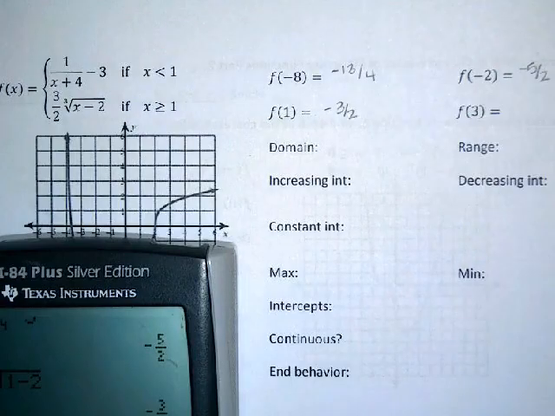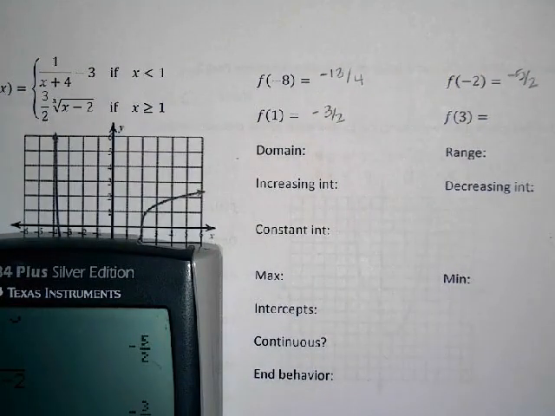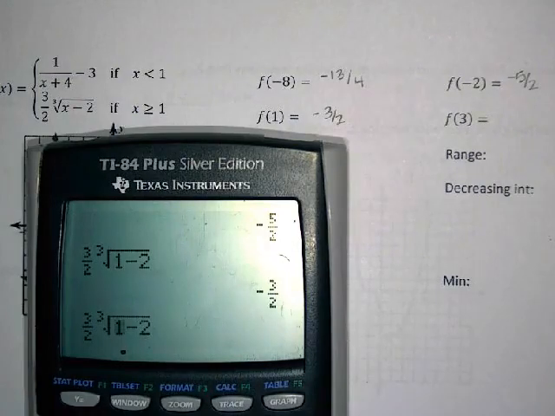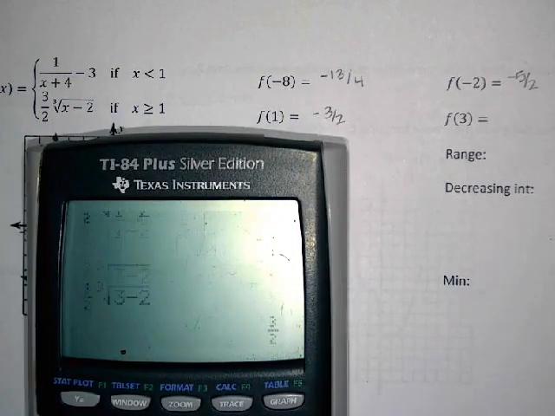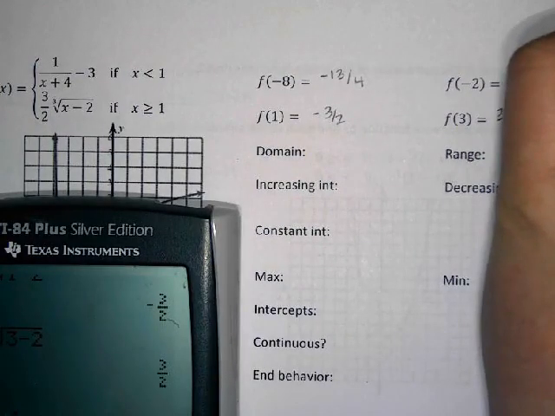Okay. And then which one do I plug 3 into? Same one? Okay. So copy pasted it, plug in 3, positive 3/2. Okay.